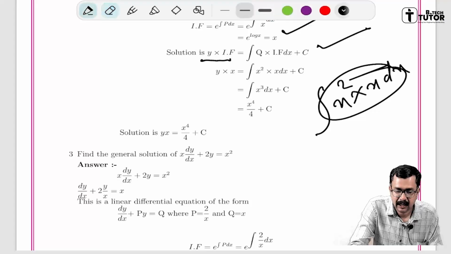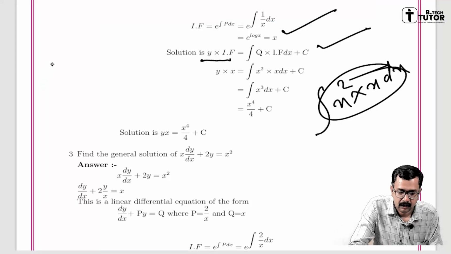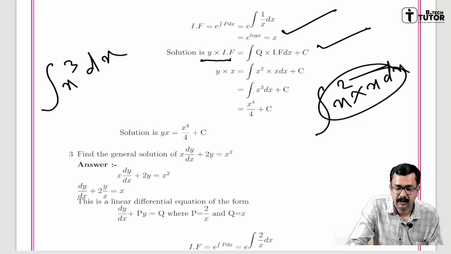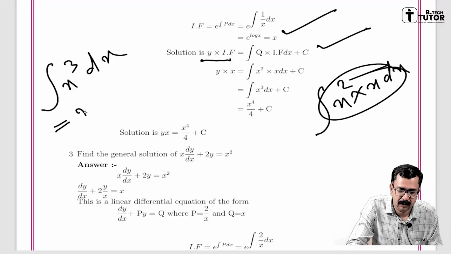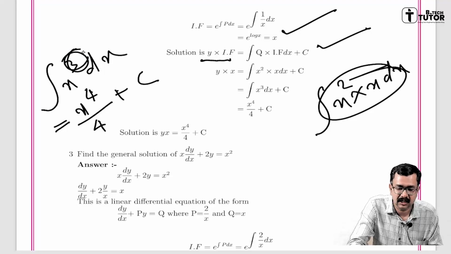When we are solving this, integral of x cube dx. What is the integral of x raised to n dx? Integral of x raised to n dx equals x raised to n plus 1 divided by n plus 1 plus c. Therefore, it will become x raised to 4 by 4 plus c. Here n is replaced by 3.